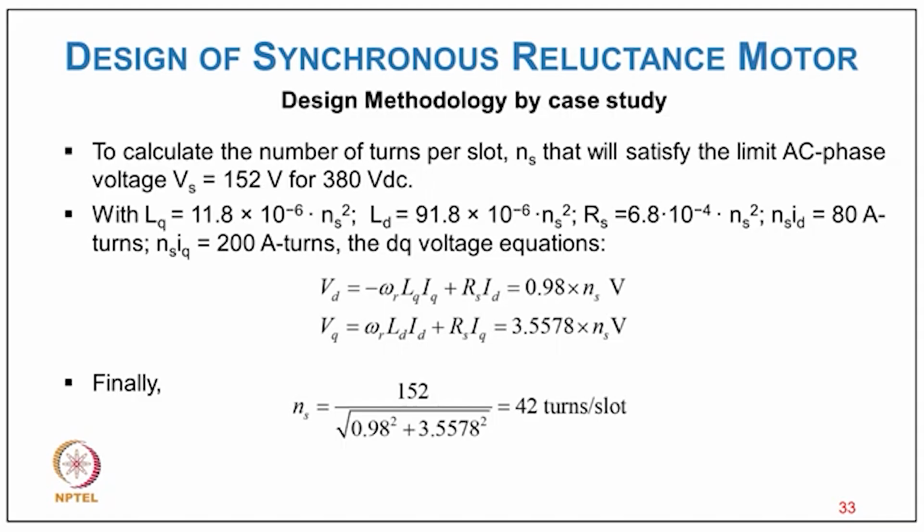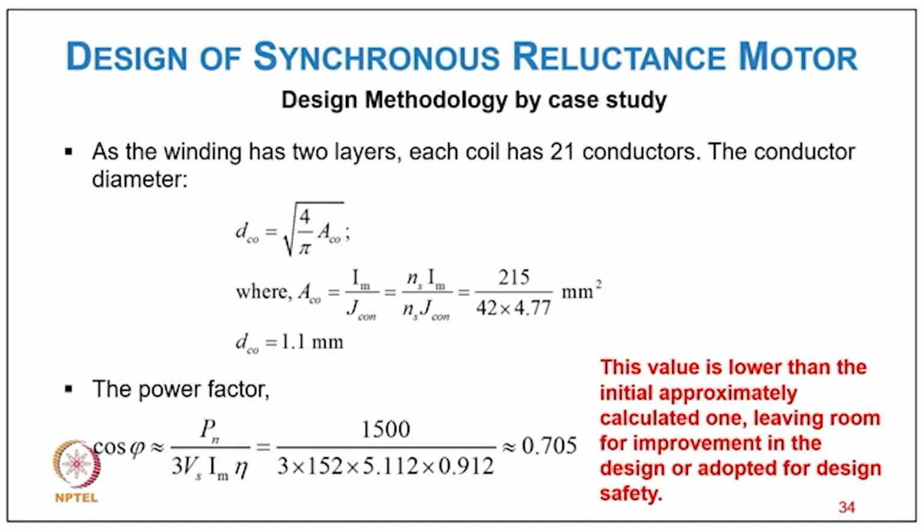So d q, what is the equation? Vd equal to minus omega Lq iq plus Rs id, that comes 0.98 Ns, and Vq equal to omega Ld id plus Rs iq, that is 3.5578 Ns. So Ns equal to, from these two equations, under root 0.98 square plus 3.5578 square, so it comes 42 turns per slot. As the winding had two layers, so each coil has 21 conductors.